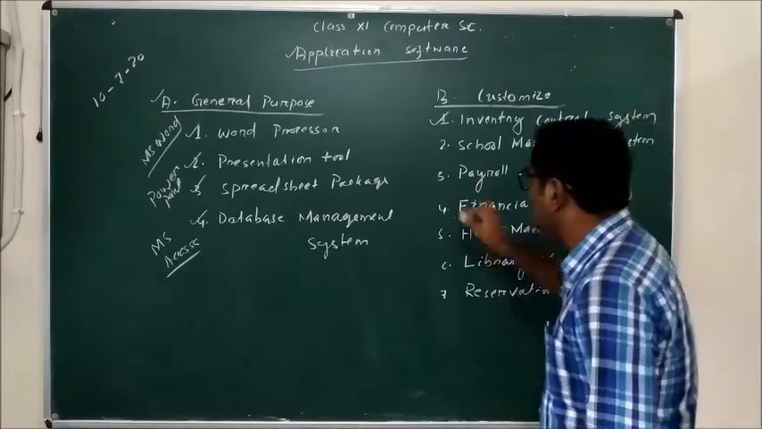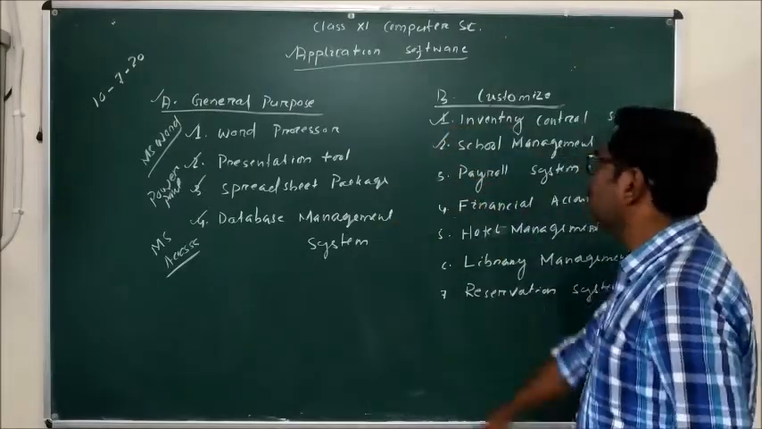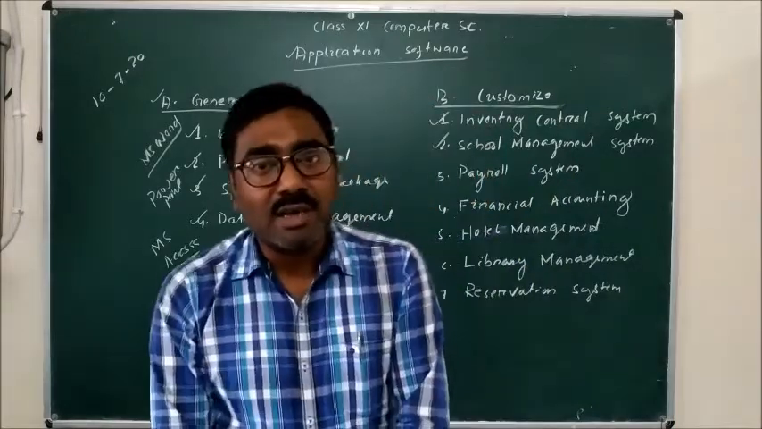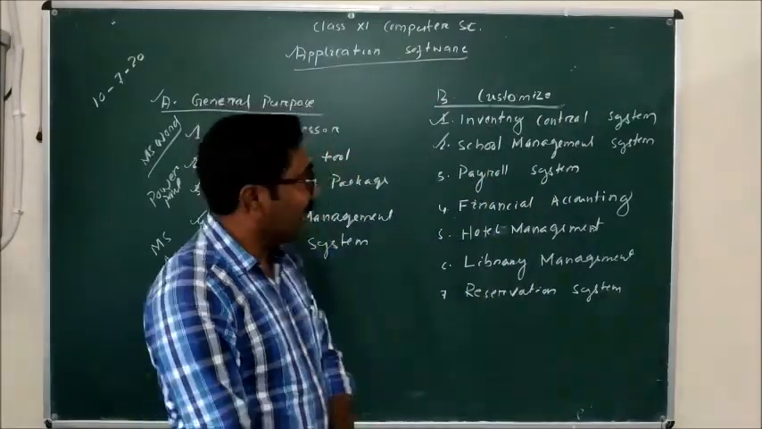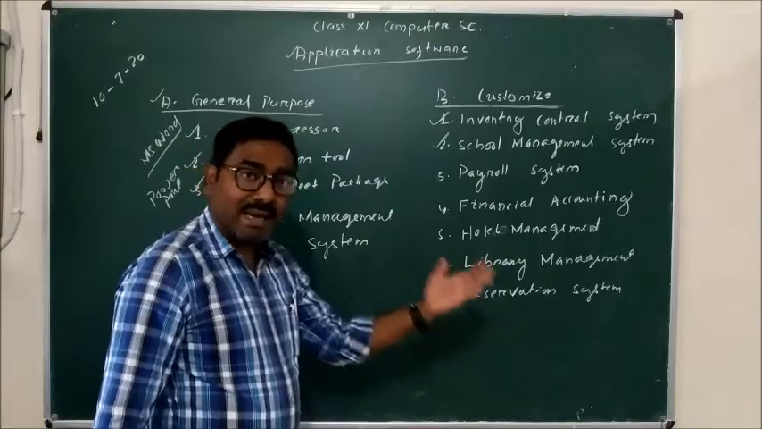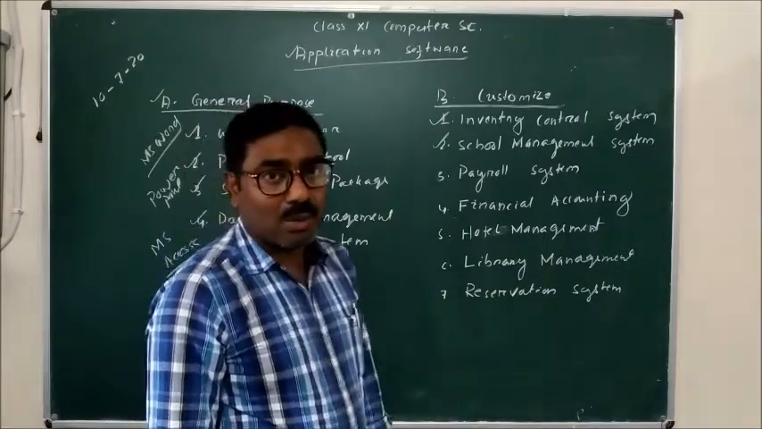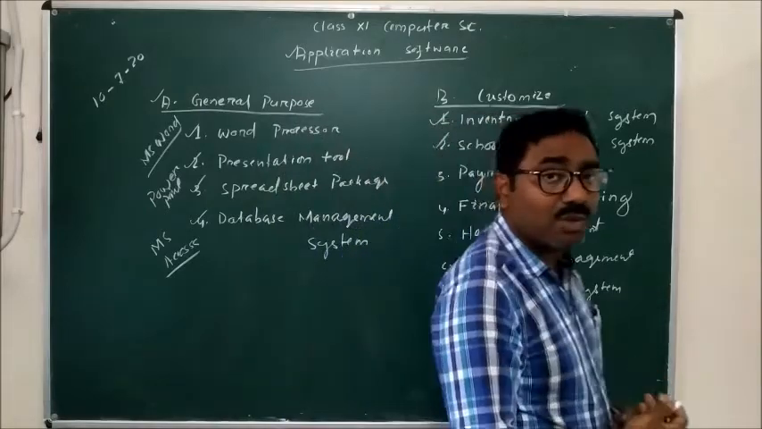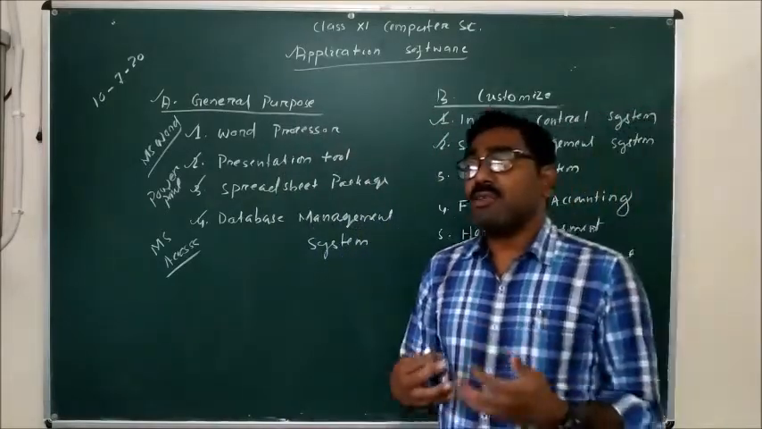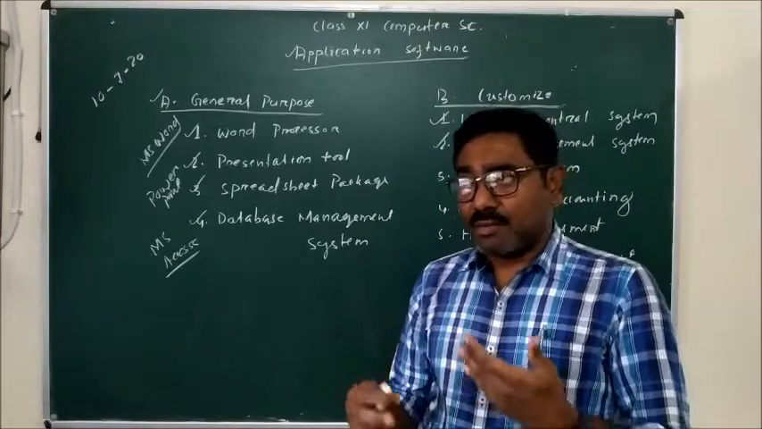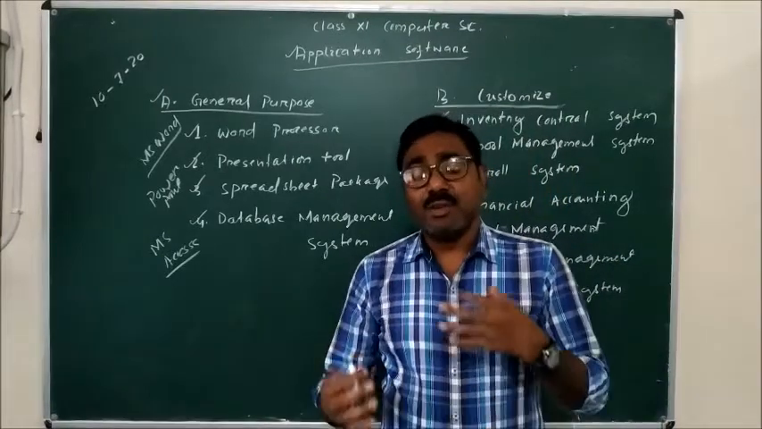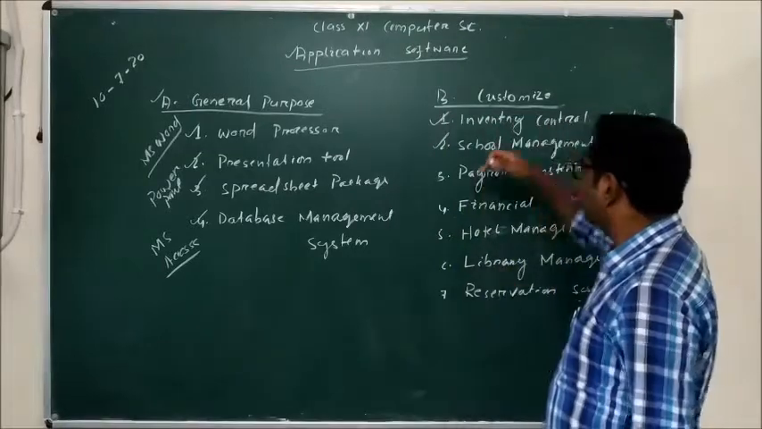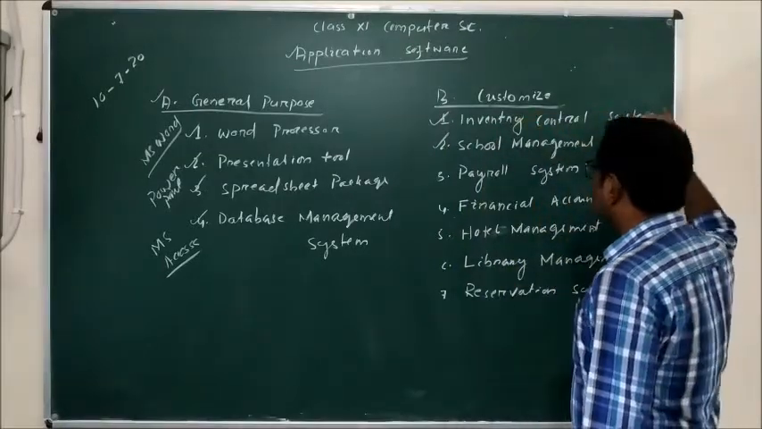The second is a school management system. The school management system is the customized software that is used to manage the activities of a school. The activities of a school, that means maintaining the details of the students, the details of the classes, and the results of the students' marks. All those things are maintained through a school management system.